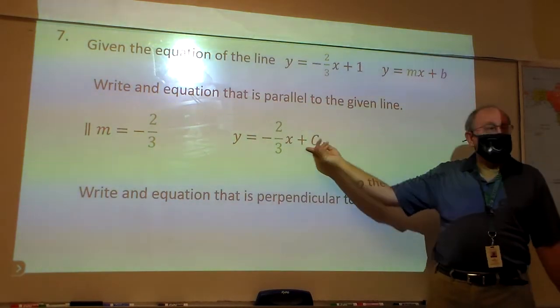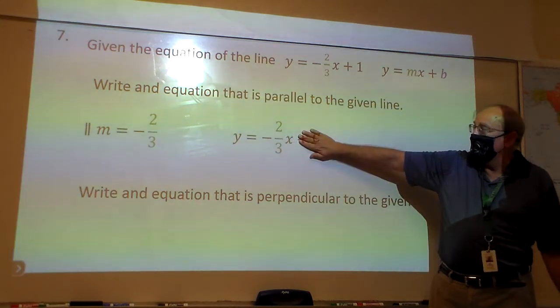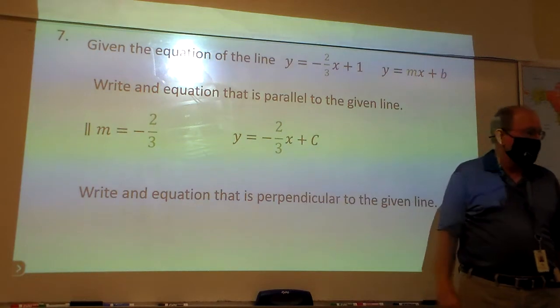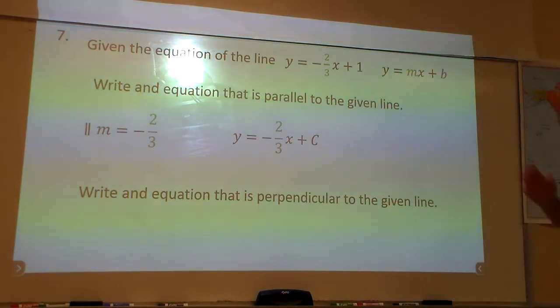You could put negative 3 million. This doesn't matter. The only thing that matters is the slopes have to be exactly the same. We got it? The other part can be anything you want.